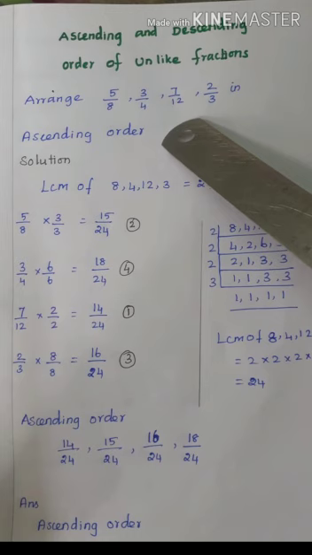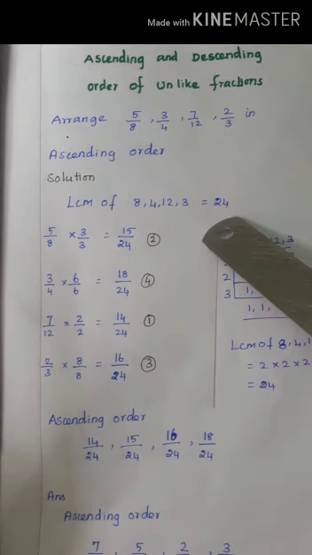Next, the ascending and descending order of unlike fractions. Let us take the fractions 5 by 8, 3 by 4, 7 by 12 and 2 by 3. Here all the denominators are different. So we need some steps. First step, take the LCM of your denominators and next convert the fractions to like fractions. That means those having the same denominators. Then only we have to arrange them in ascending order.